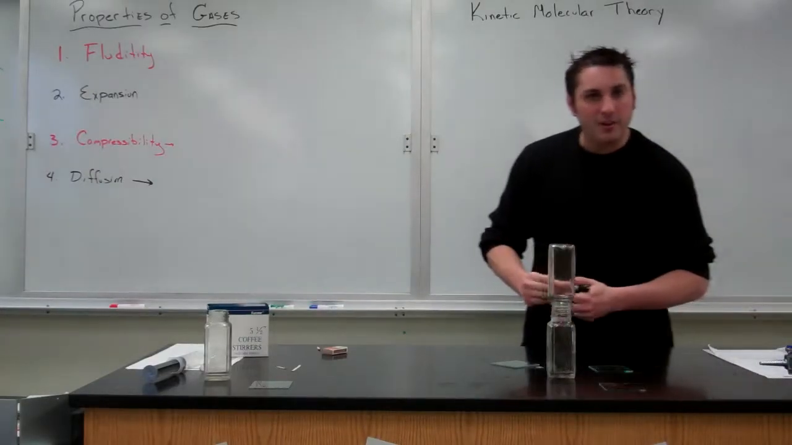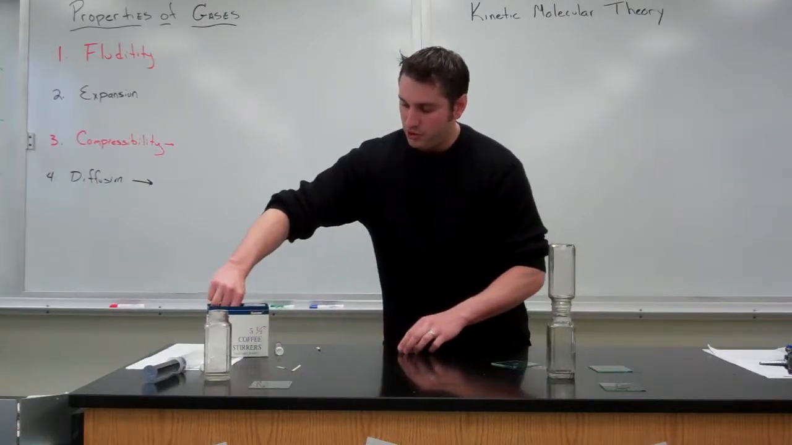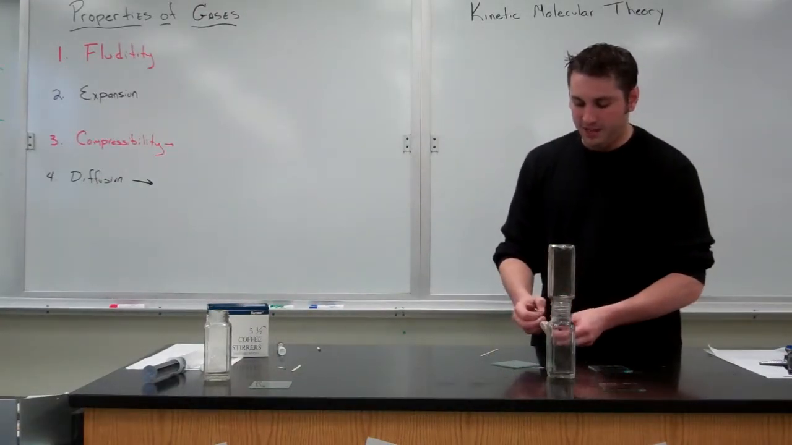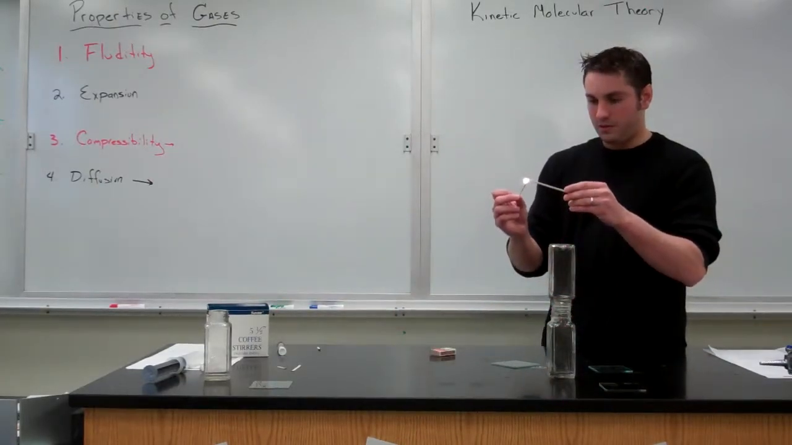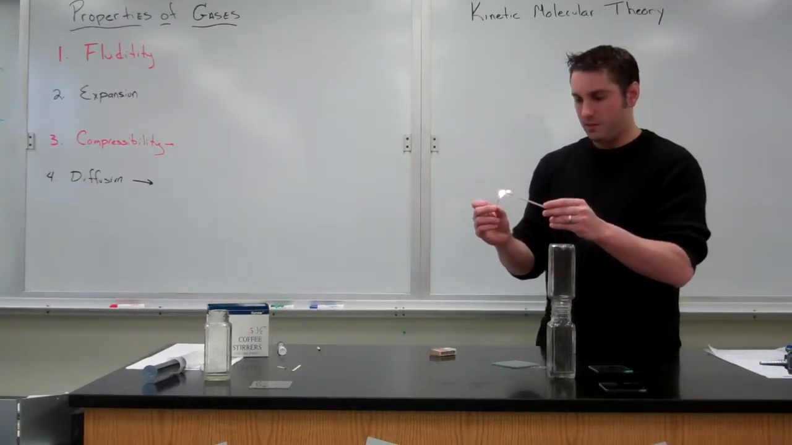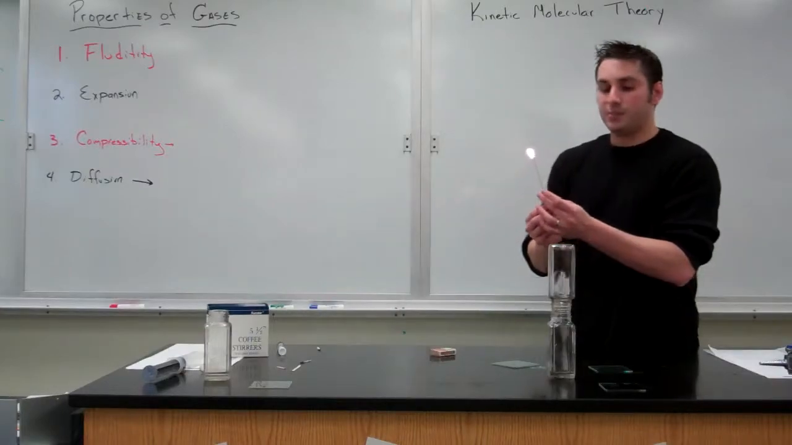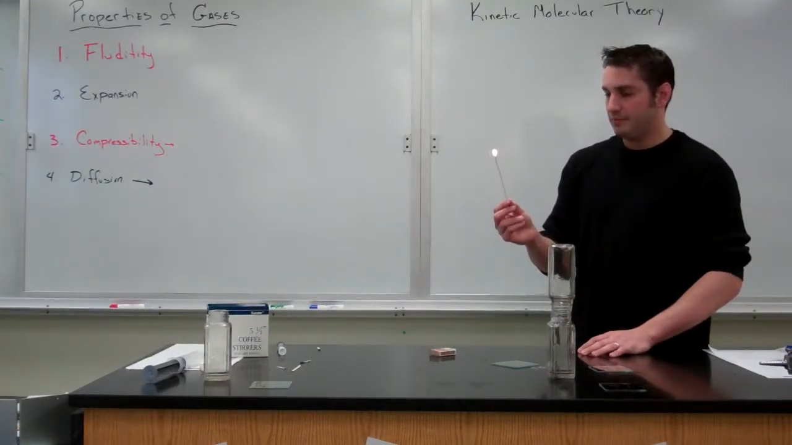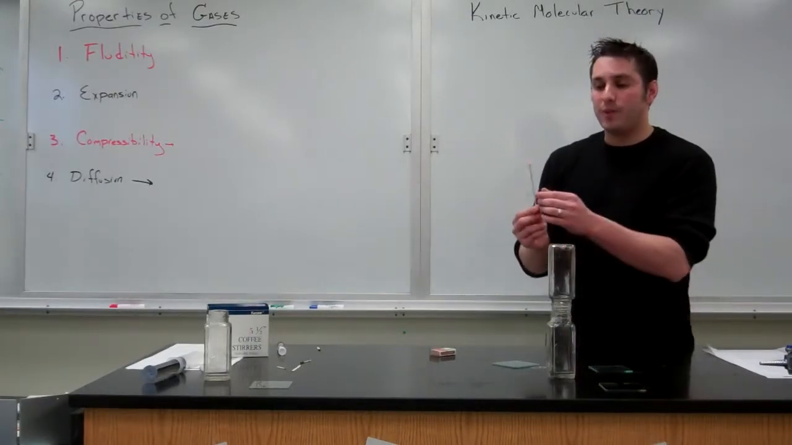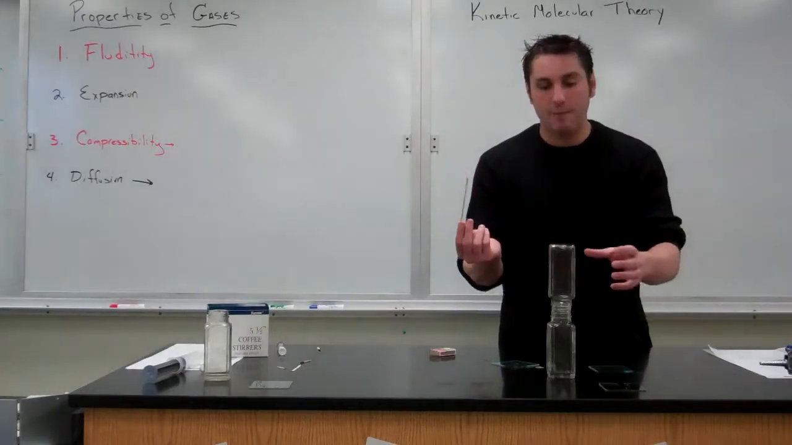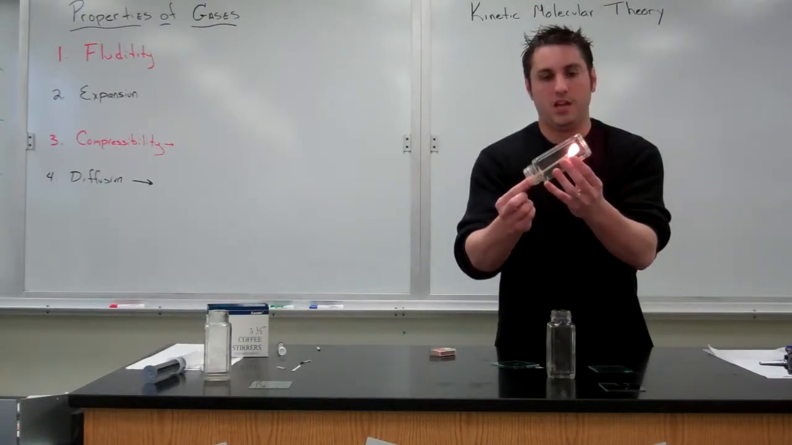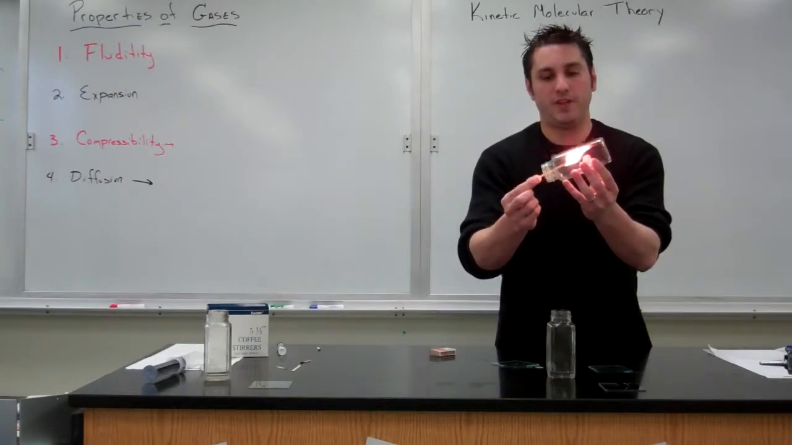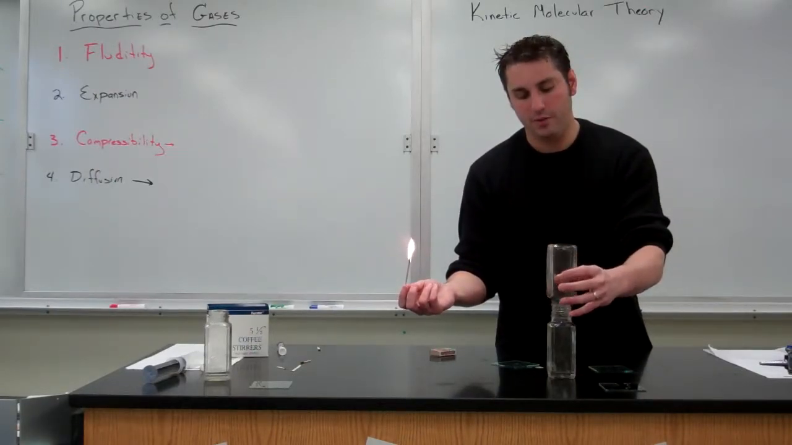Enough time's probably gone by for us to check if diffusion has occurred. So again, I'll get myself a lit splint. Give this splint a second to burn. Allow it to be glowing. And first thing we'll do is test our top bottle to see if oxygen has flown up into it. As you can see, the flame relights, proving that oxygen has made it into the top bottle.